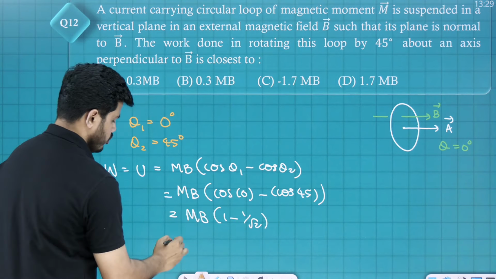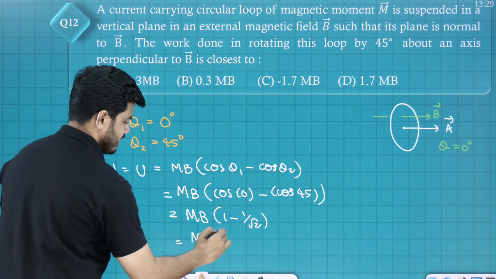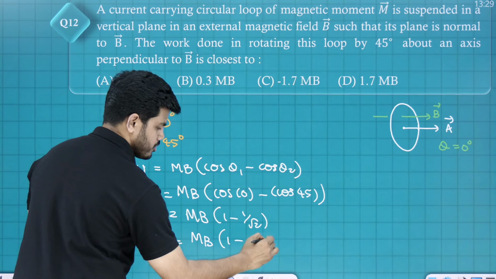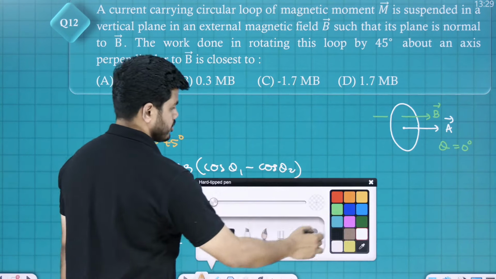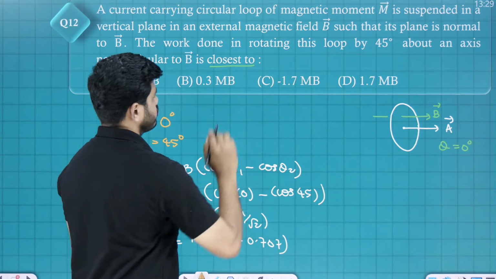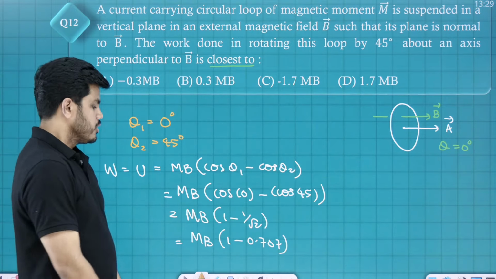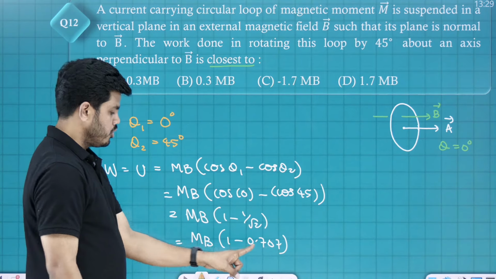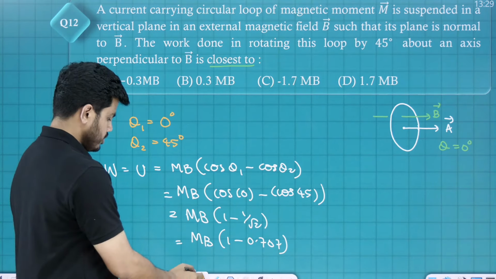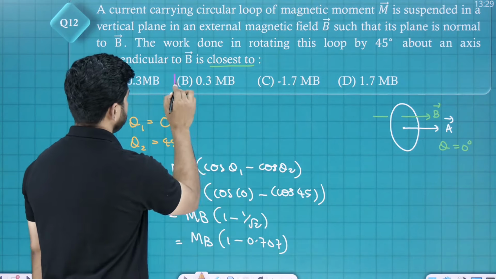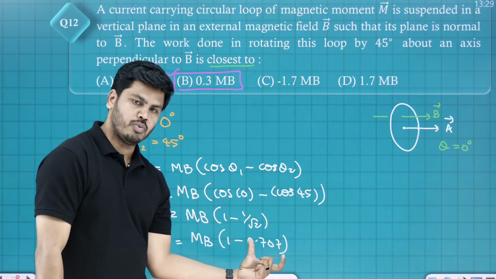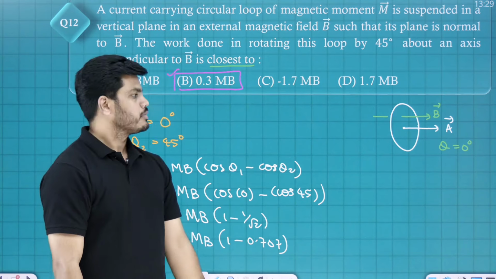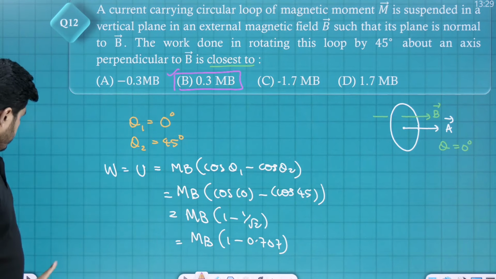And we know the value of 1 by root 2 also, right? Yes, we remember that value, 0.707. Or you can take it as 0.7, because you're asked to calculate what is closest to 2, so a small approximation is fine. So MB, 1 minus 0.7 is going to be 0.3. So 0.3 MB is your answer, option B. Okay, so we have theta 1 and theta 2 values given, just directly substituted. Okay, fine. Moving on to the next.